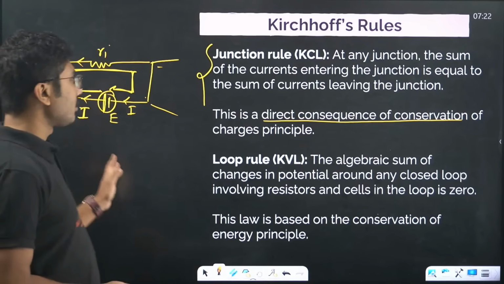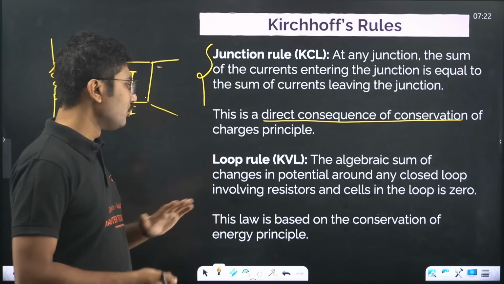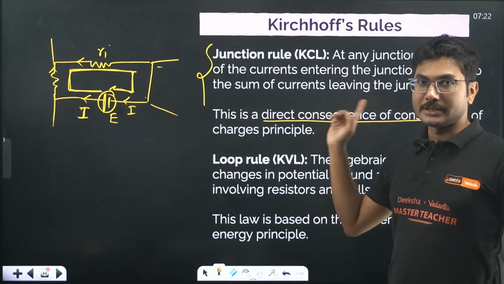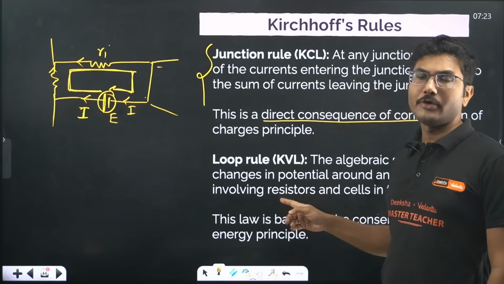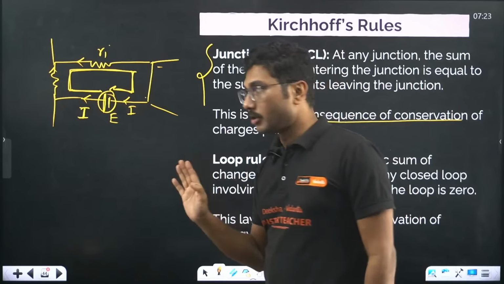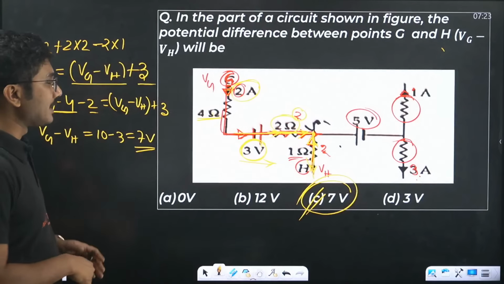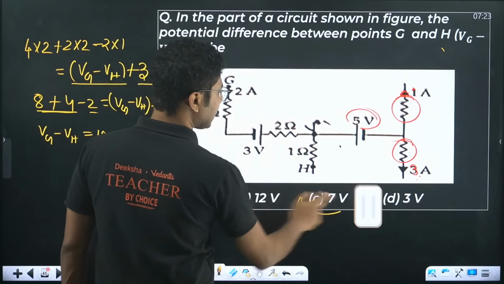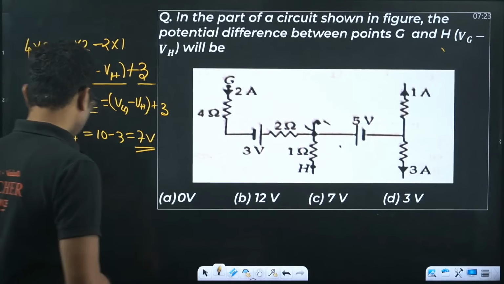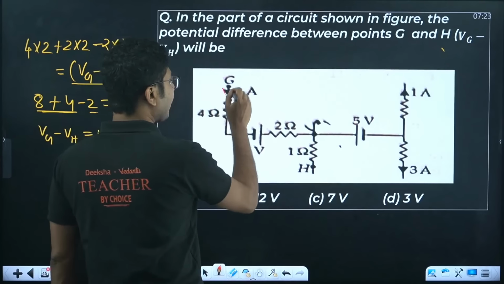Next is Kirchhoff's laws, junction rule and loop rule. Junction rule is based on conservation of charge, loop rule is based on conservation of energy. Junction rule is sometimes called the current law, and loop rule is sometimes called the voltage law. Also, in case of junction rule, there is an example here, an example of junction rule as well as loop rule. If you see in this diagram, here 2 ampere current is coming in.